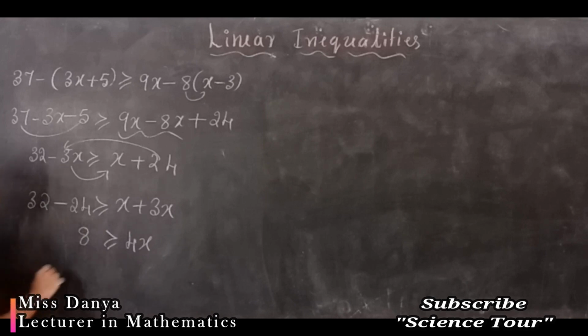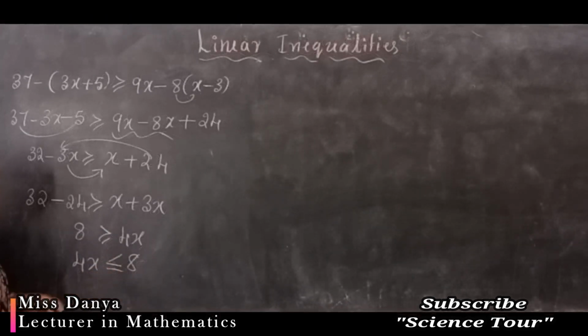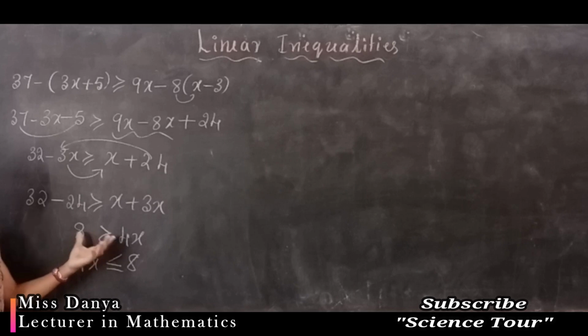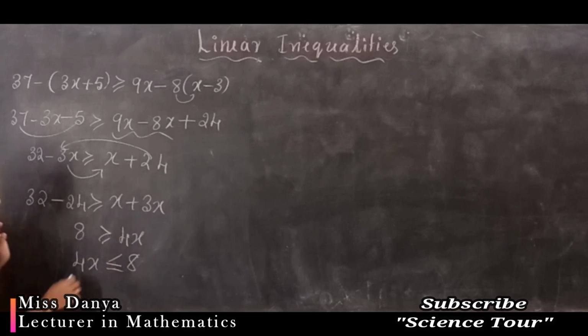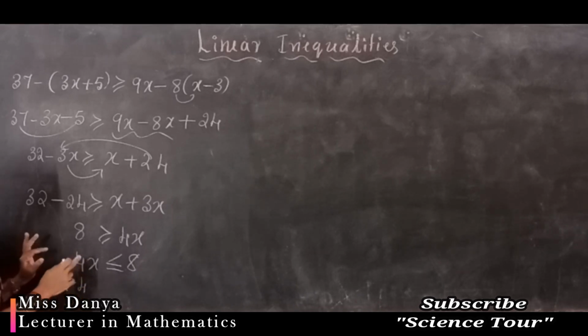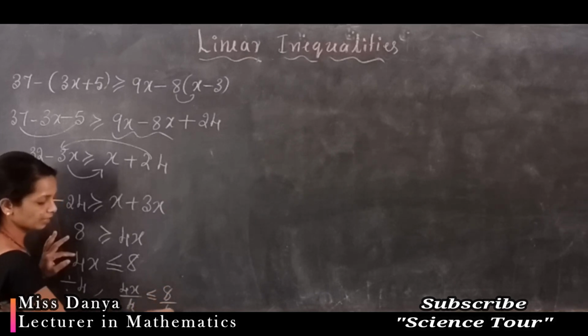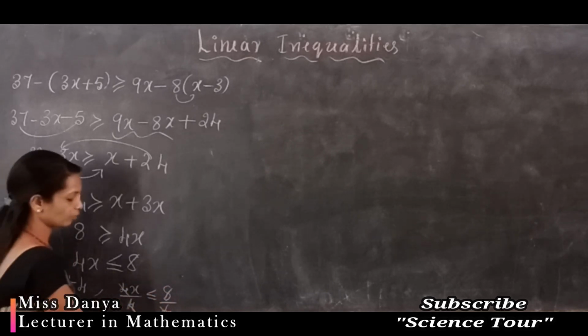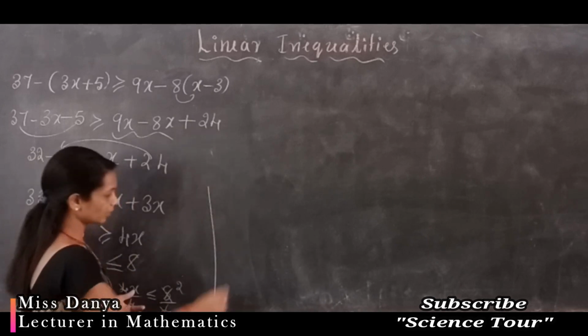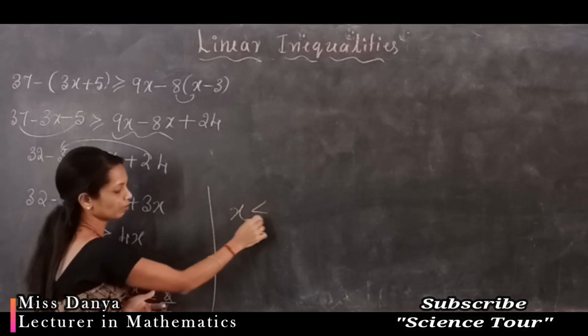That is 8. I will write this inequality in another way. 4x I will write on this side, 8 I will write on this side, and the 8 side is the larger side of the symbol, so you have to use a symbol like this. We wrote this inequality in another way. Now since our coefficient of x is 4, to cancel that you have to divide by 4. So then you will get 4x divided by 4 less than or equal to 8 divided by 4. 4 by 4 cancels, and 4 twos are 8. So what we got at the end is x less than or equal to 2.